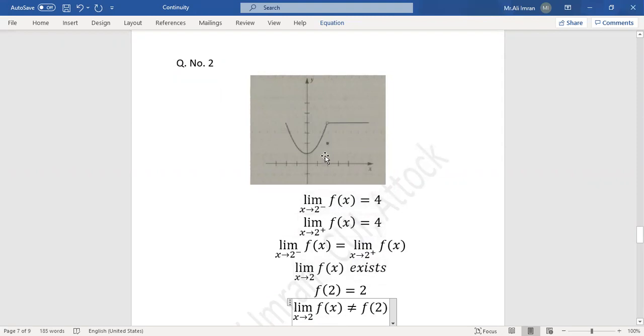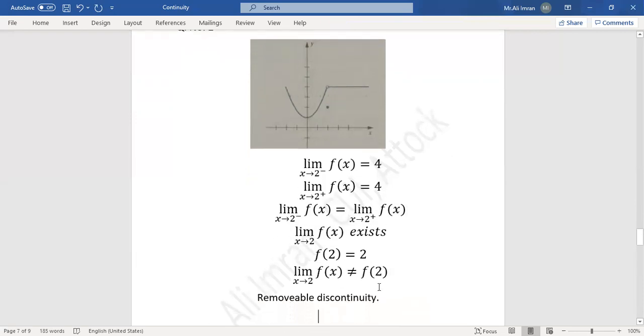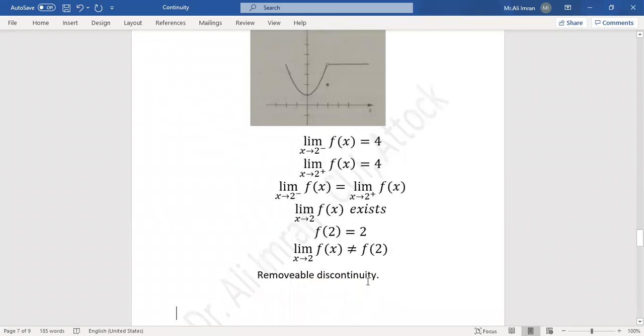Now we will find the value of the function at x equal to 2. We see that the value of the function at x equal to 2 is different. Now the third property of a continuous function is not satisfied. That is, limit x approaches 2 of f of x is not equal to f of 2. This type of discontinuity is called removable discontinuity.